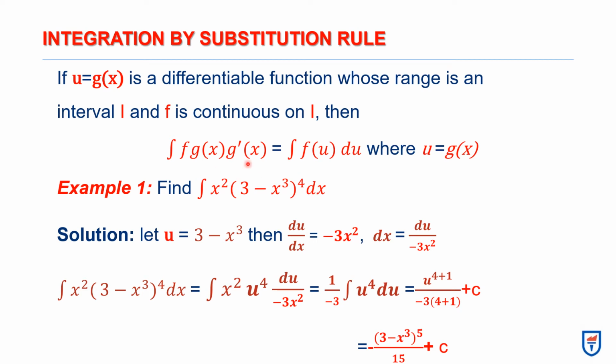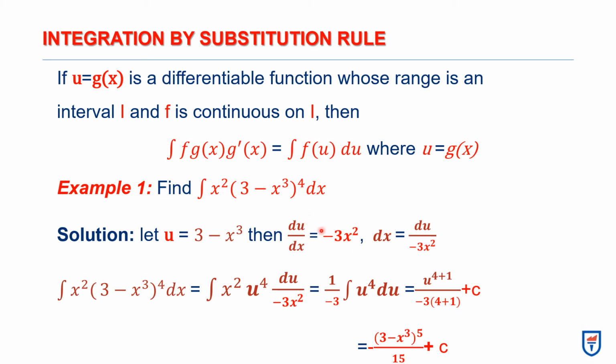We check our first expression. If you check our expression, x squared is related to the derivative of our internal expression, which is 3 minus x cubed. So whenever we have such a situation, we need to let u equal our internal expression, which is u equals 3 minus x cubed, and then we find the derivative du dx. When we find the derivative, we're going to get minus 3x squared, and when we find minus 3x squared, we need to find the dx.